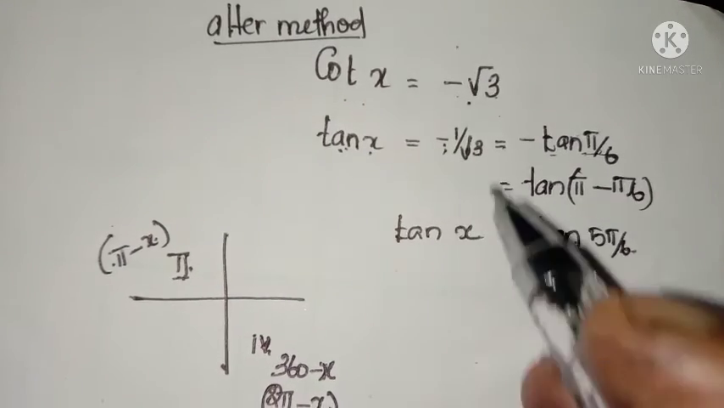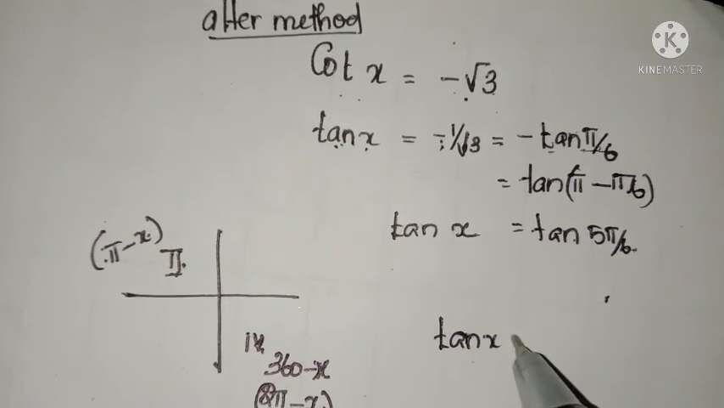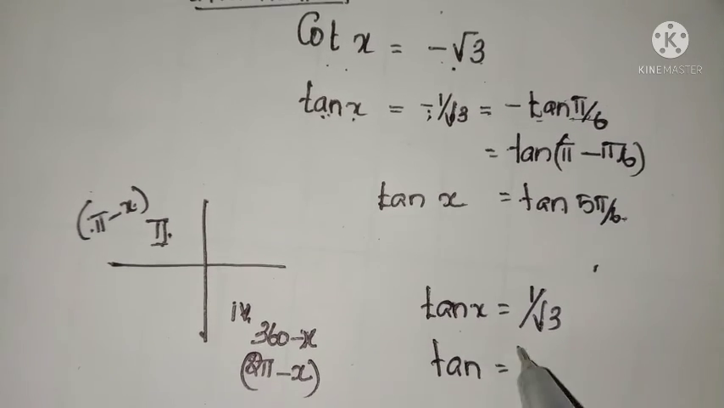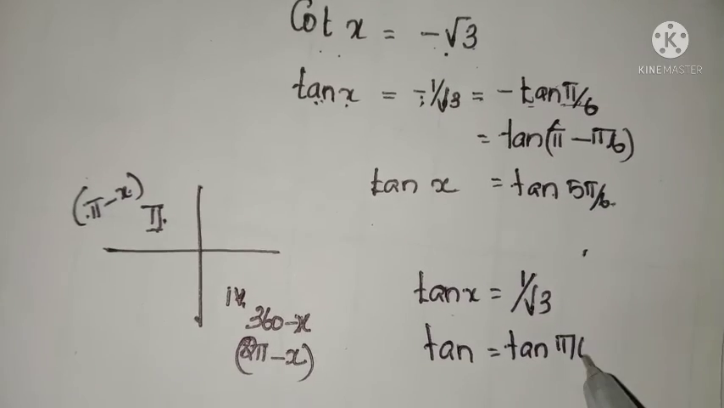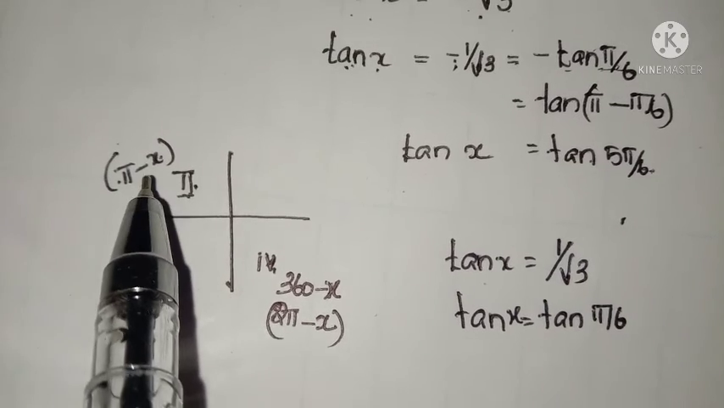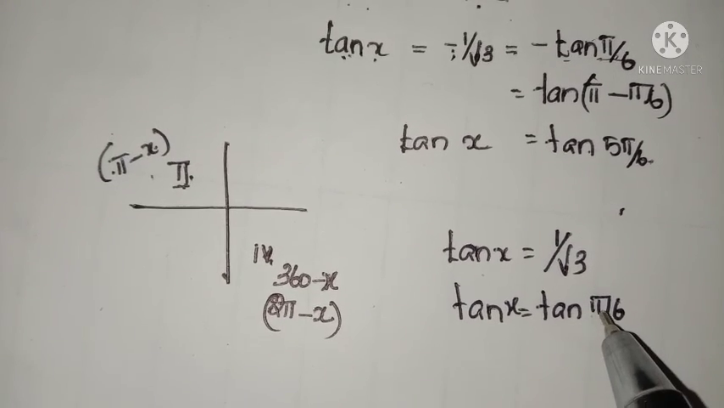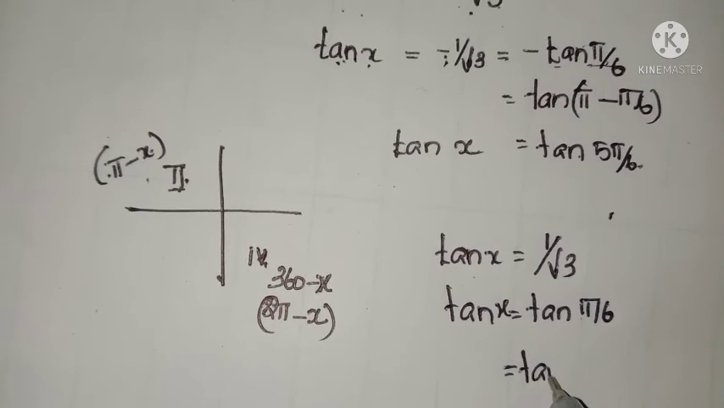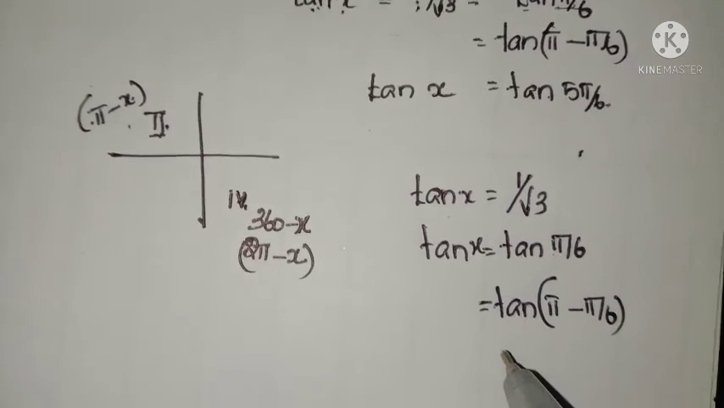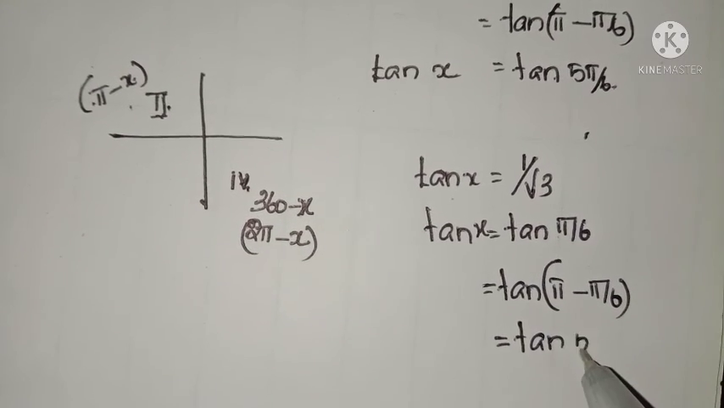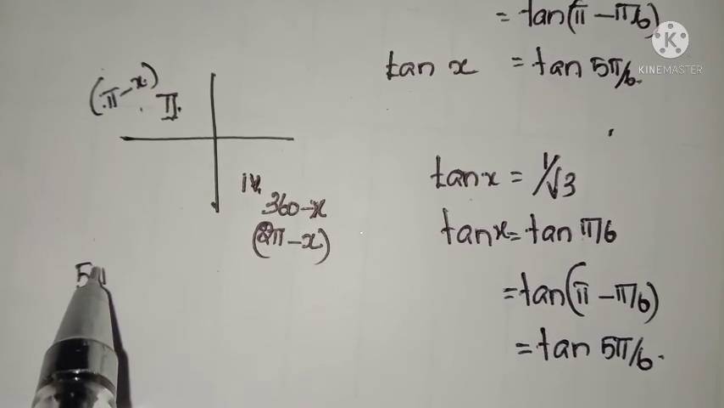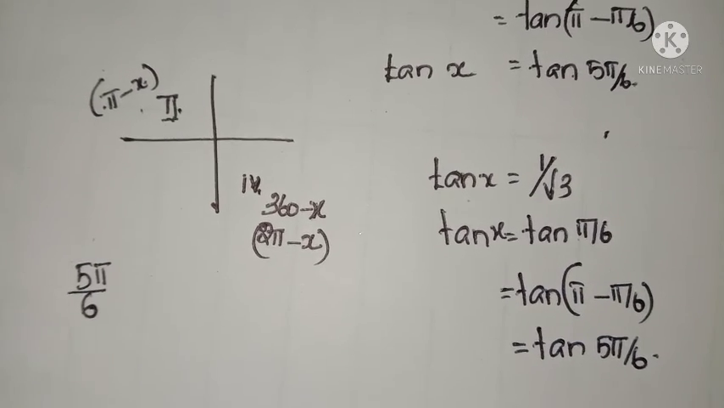So listen, from here neglect this negative sign. So tan x equal to negative 1 by root 3 means tan x is tan pi by 6 without considering the sign. Now tan lies in second quadrant means we can convert this pi by 6 as tan of pi minus pi by 6. What is tan pi minus pi by 6? It is tan 5 pi by 6. So one of the principal solutions is 5 pi by 6.